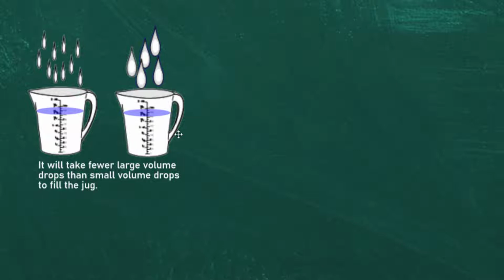Now, if we've got two identical jugs and we want to fill them to the exact same volume by dropping water into those jugs, then it can be seen that the one where we drop in the small drops, we're going to take a lot more of those small drops to put the volume up to that certain level. If we fill the jug with larger drops, it's going to take fewer, and that's common sense because the bigger the volume of the drop, the fewer it needs to fill up the jug. Small volume drops, you need a lot more of them to fill the jug up to that same level. So it's going to take fewer large volume drops than small volume drops to fill the jug.